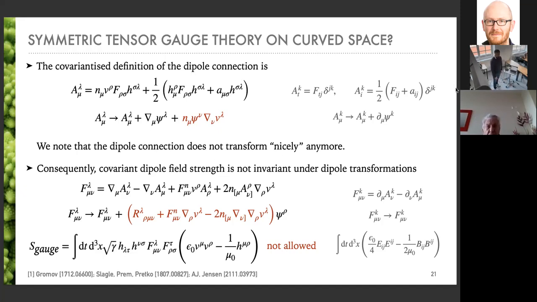But what it really means is that if you were to take this theory and directly try to covariantize it, you will not get a dipole invariant description. In other words, there is an obstruction to coupling the symmetric tensor gauge theory to curved space. If you want to think of it like an anomaly, I'm not sure if it is, but this is really just saying that you cannot gauge diffeomorphisms and dipole symmetries together.